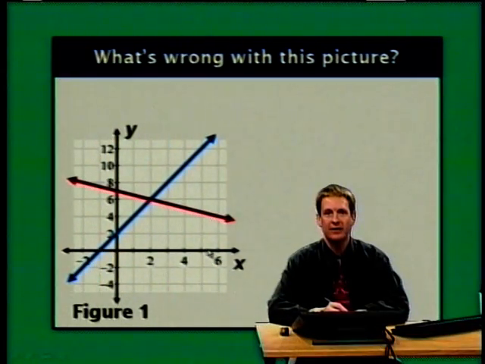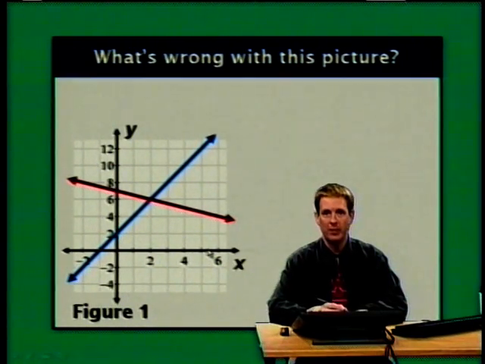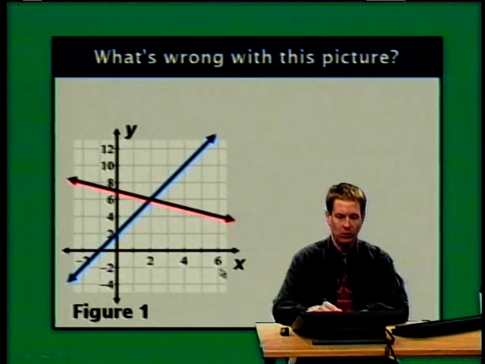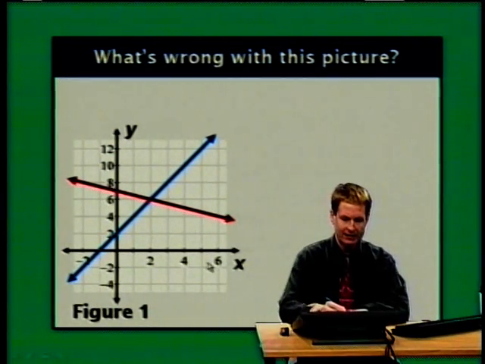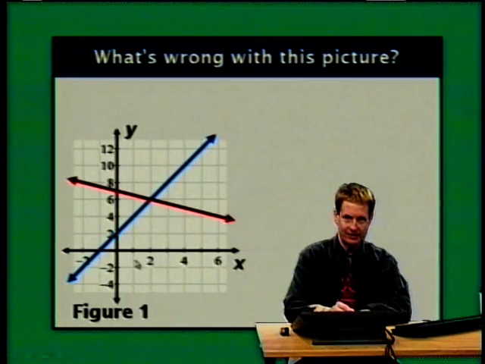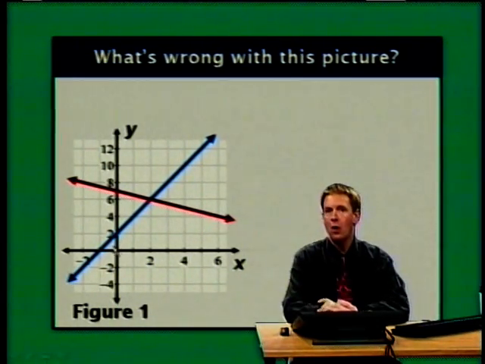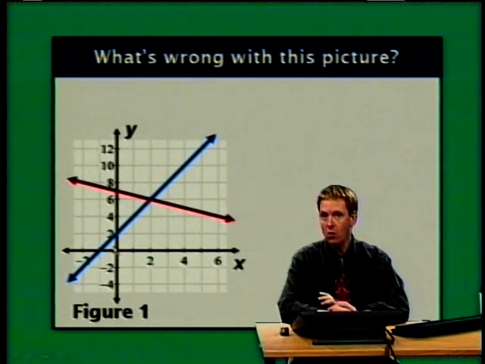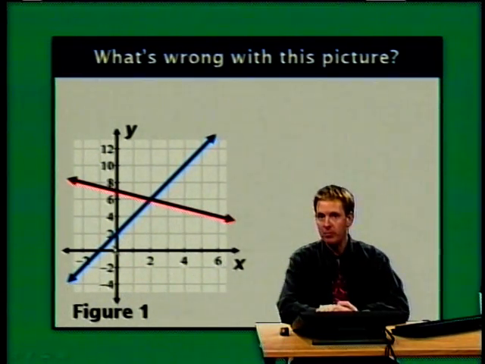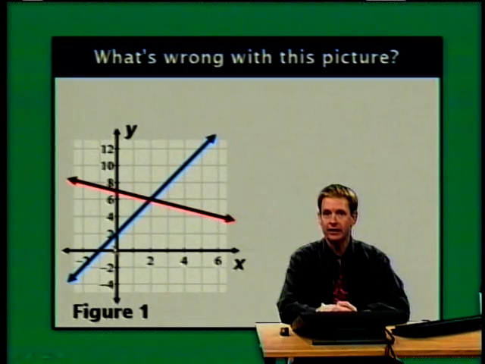Let's go back to figure 1. These lines don't look the least bit perpendicular, but let's notice that we don't have an equal scale on our x and y axis. The scale on the x-axis is 1, the scale on the y-axis is 2. So we might be visually fooled into thinking that the lines aren't perpendicular when in fact they are.